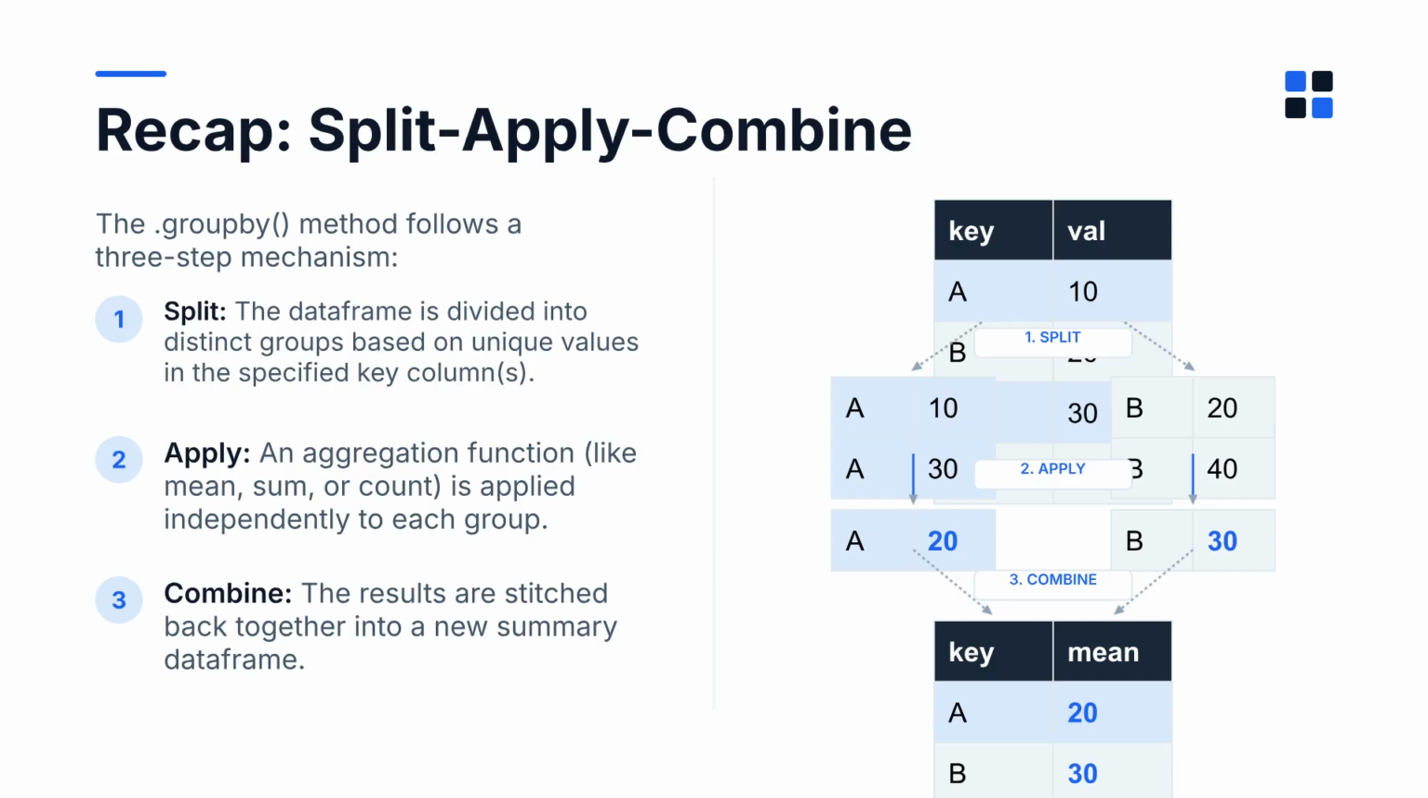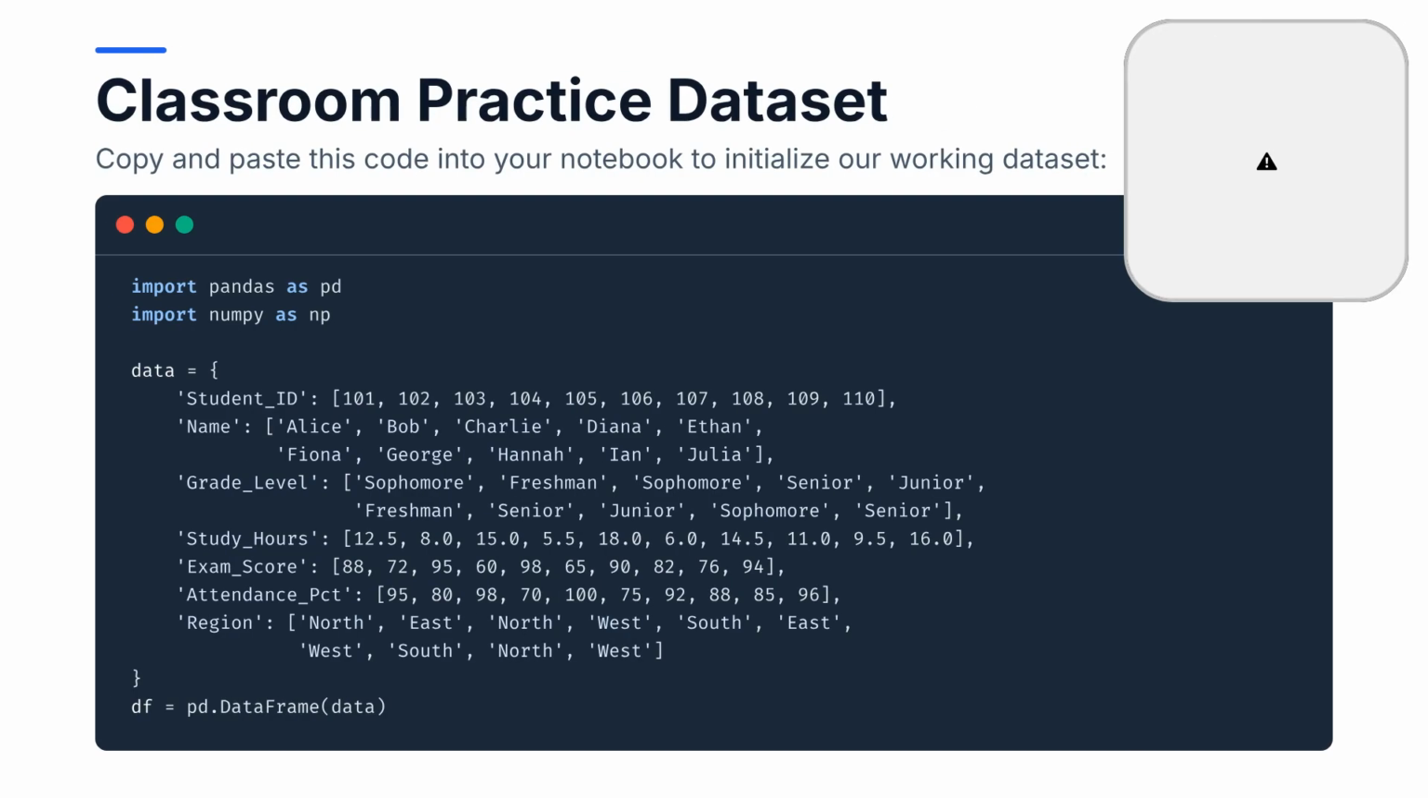The split apply combine pattern is central to the group by method. You split the data into groups, apply an aggregation function like mean or sum, and combine the results into a new summary. Follow along with this video by copying this code into your notebook to initialize our classroom practice dataset, which includes student IDs, grades, study hours, and exam scores.